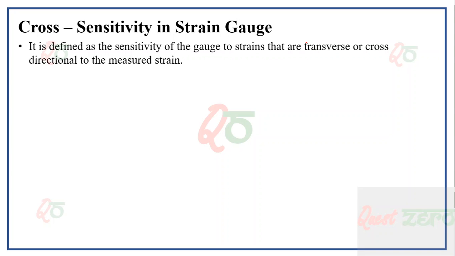So we want strain gauges which offer very little sensitivity to change in the area. Because of the application of tensile forces, it should elongate more, but it should have very minimal change in the cross-sectional area, or in the transverse direction.